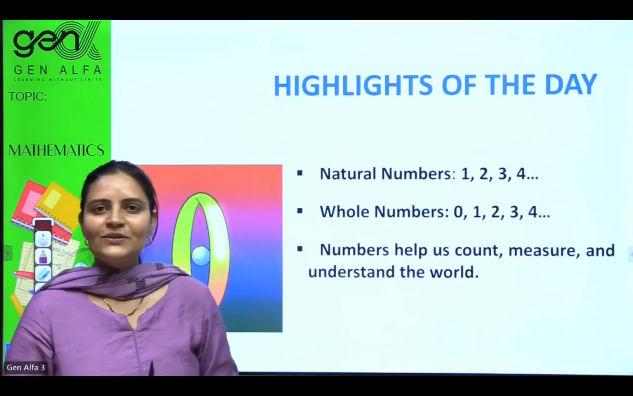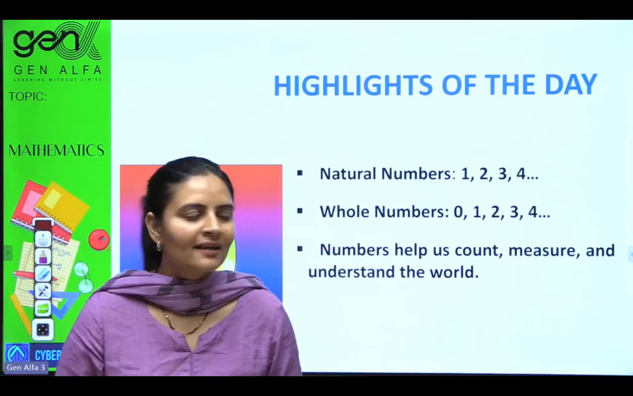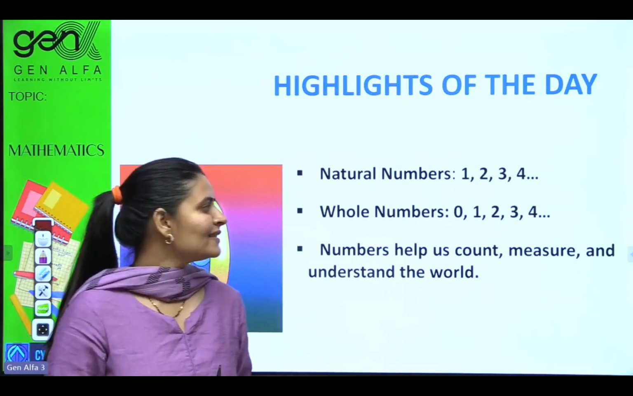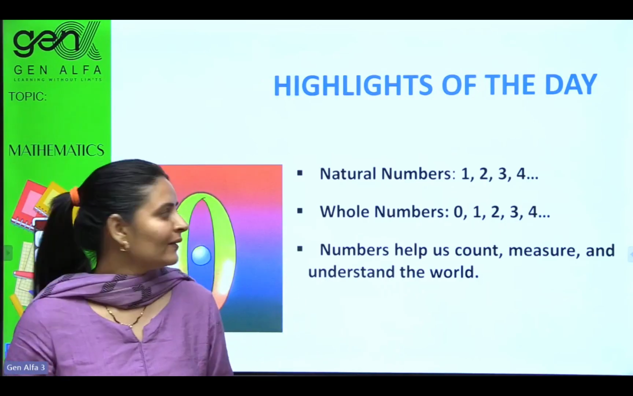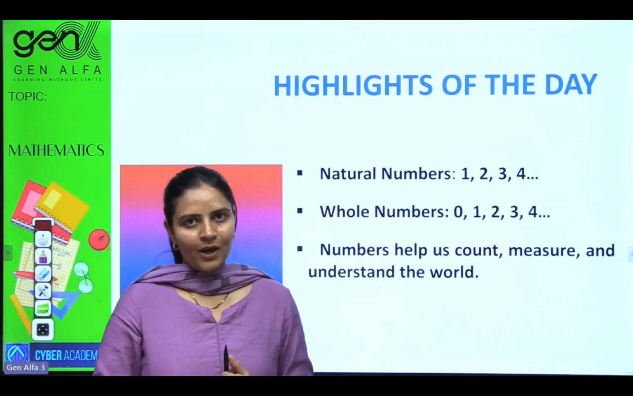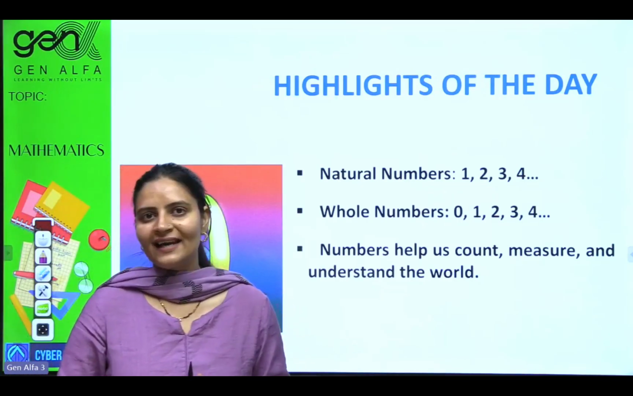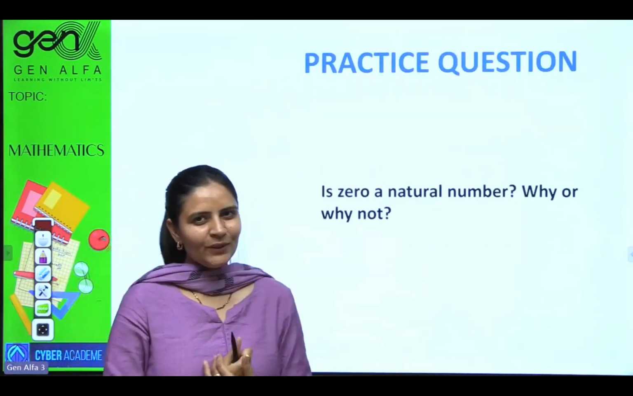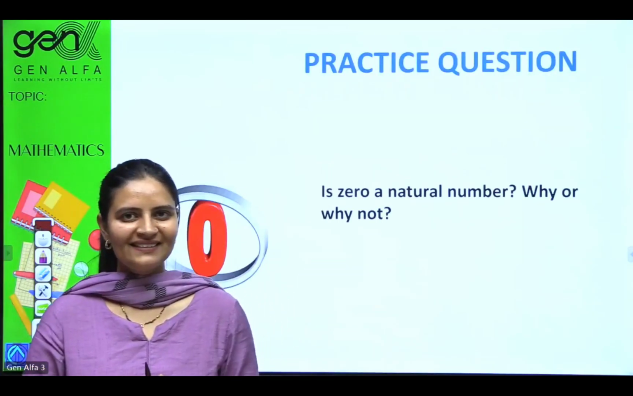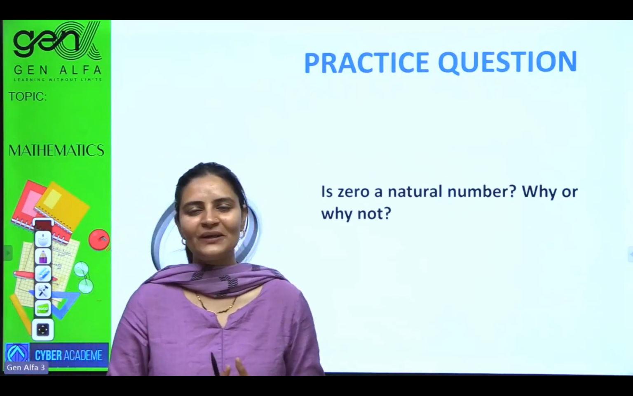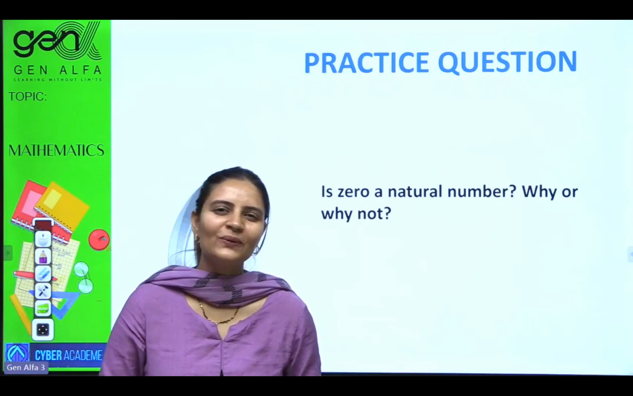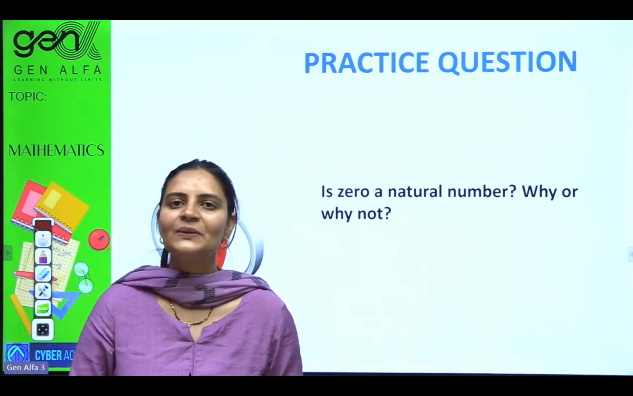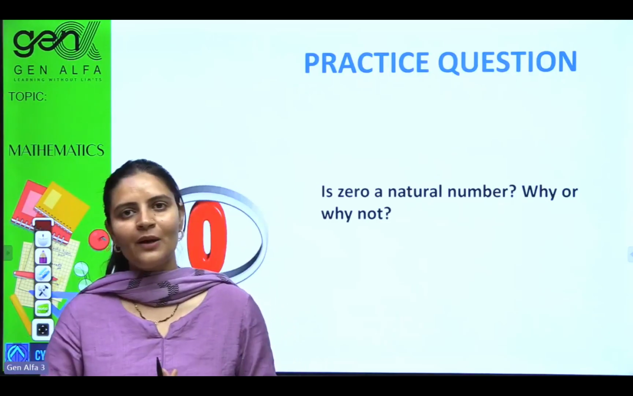So today's highlights: natural numbers are 1, 2, 3, 4. Whole numbers are 0, 1, 2, 3, 4. Numbers help us count, measure, and understand the world all around us. Is 0 a natural number? Well, no, 0 is not a natural number. I have told you many times that 0 is the bonus added to the natural numbers, so it is counted as a whole number.